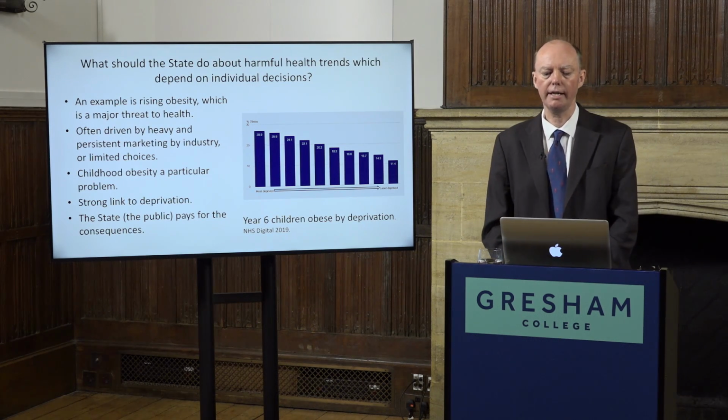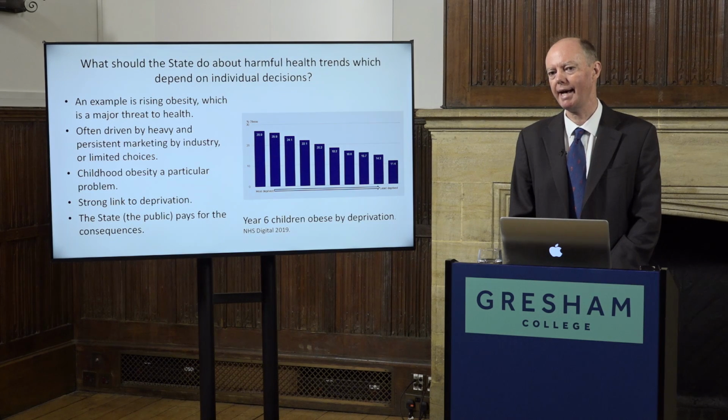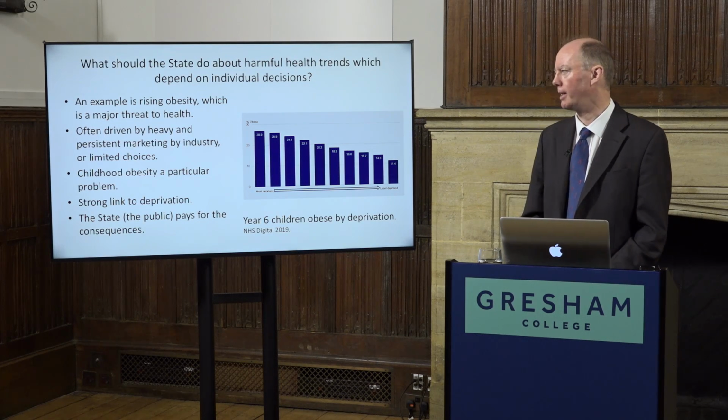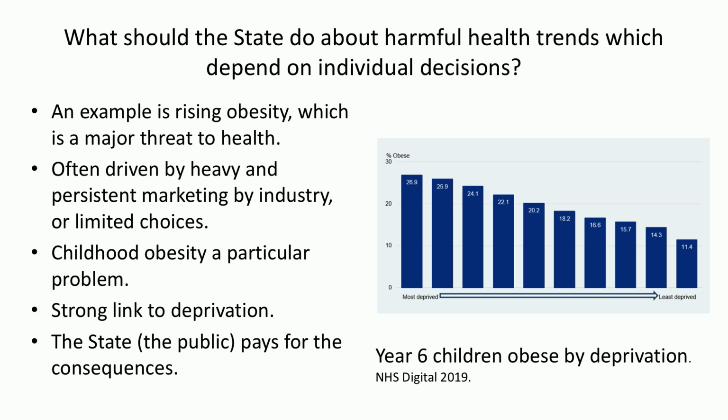And then finally, what should the state do about harmful health trends which depend on an adult making individual decisions? And this becomes a bit clearer, I think, when we're talking about children. But particularly when we're talking about adults, this is a contested area. An example here is rising obesity, which is a major threat to health. It's often driven by heavy and persistent marketing by perfectly respectable firms, or by limited choices.